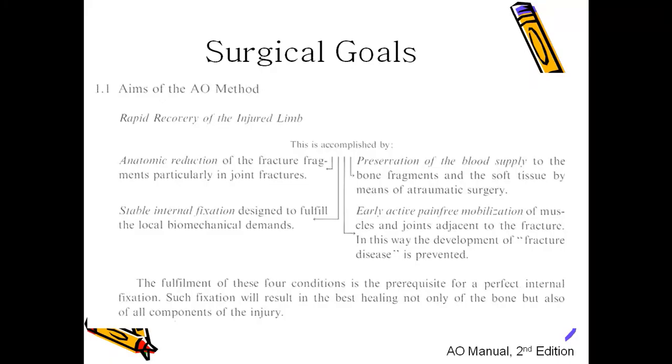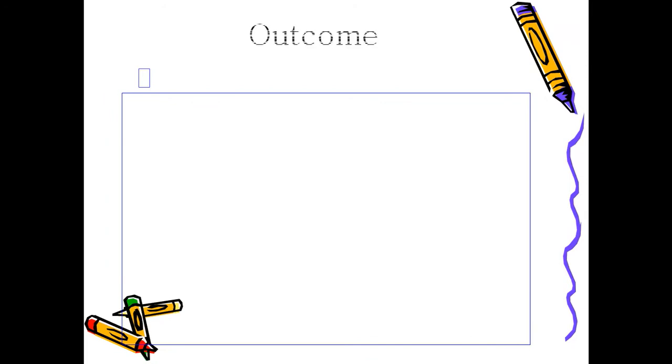So, the surgical goals. What is the goal for doing surgery in ankle injuries? It is especially rapid recovery of the injured limb and anatomic reduction of the fracture fragments, particularly in the joint area, because a joint area fracture will always cause so many complications, and you need to do stable internal fixation and preservation of the vascularity, because if you don't preserve the vascularity of the talus, it will go into avascular necrosis. So like that.